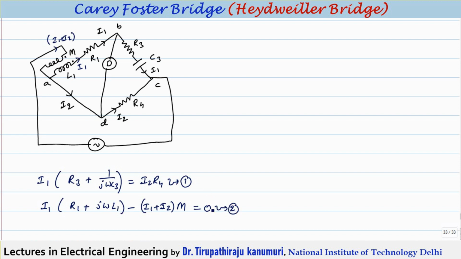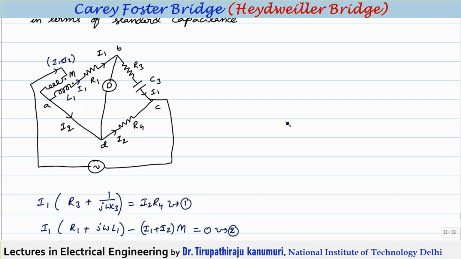Let us draw the phasor diagram, and then we will proceed further with these equations. For drawing the phasor diagram, we have to take something as a reference. I am taking the current I1 as my reference. In this branch, I1 multiplied by R3 is kept here. Then, plus I1 divided by j omega C3, or bringing j to the numerator, this becomes minus j I1 by omega C3.